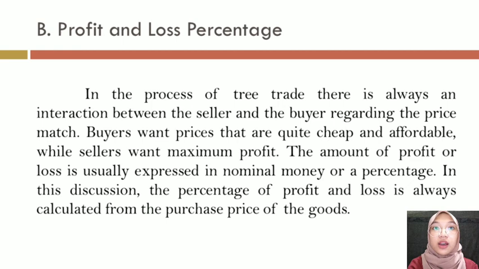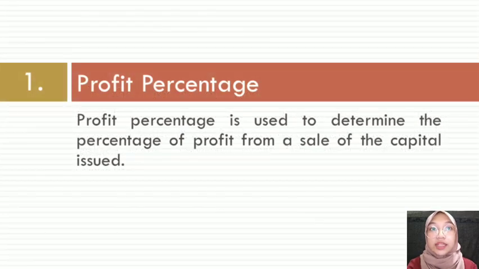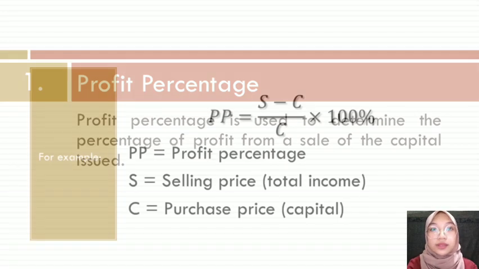The amount of profit or loss is usually expressed in nominal money or a percentage. In this discussion, the percentage of profit and loss is always calculated from the purchase price of the goods. The first one is profit percentage. Profit percentage is used to determine the percentage of profit from a sale of the capital issued.